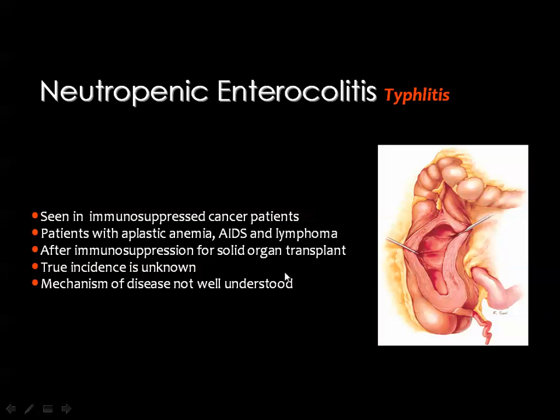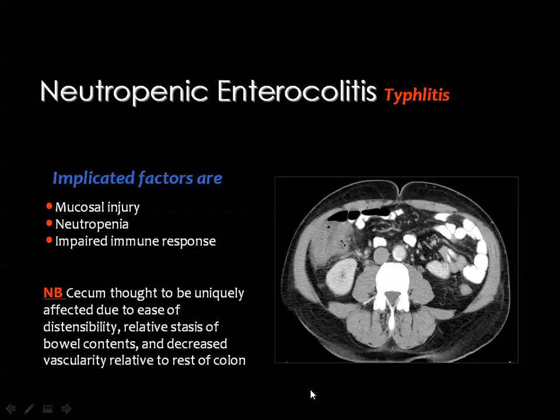This disease affects the area of the cecum and ascending colon, commonly seen in immunosuppressed patients, such as patients with AIDS and lymphoma, or those having organ transplantation and receiving immunosuppressive drugs. And it is worth mentioning that the exact etiology and mechanism of the disease is not well understood. And this is an example.